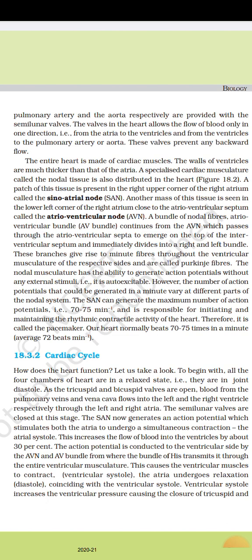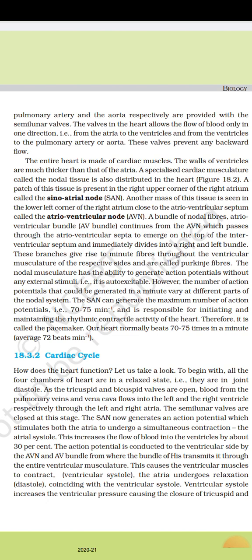Cardiac cycle. How does the heart function? Let us take a look. To begin with, all four chambers of the heart are in a relaxed state, they are in joint diastole. As the tricuspid and bicuspid valves are open, blood from the pulmonary veins and vena cava flows into the left and right ventricles respectively through the left and right atria. The semilunar valves are closed at this stage.